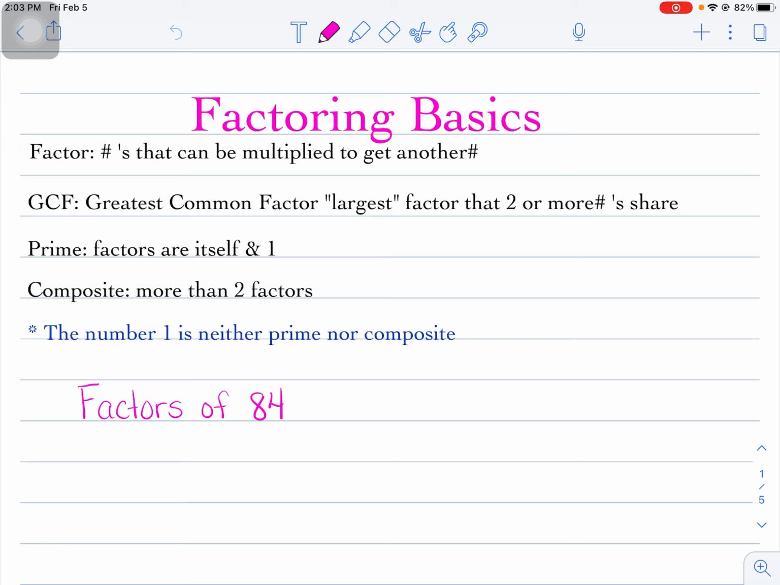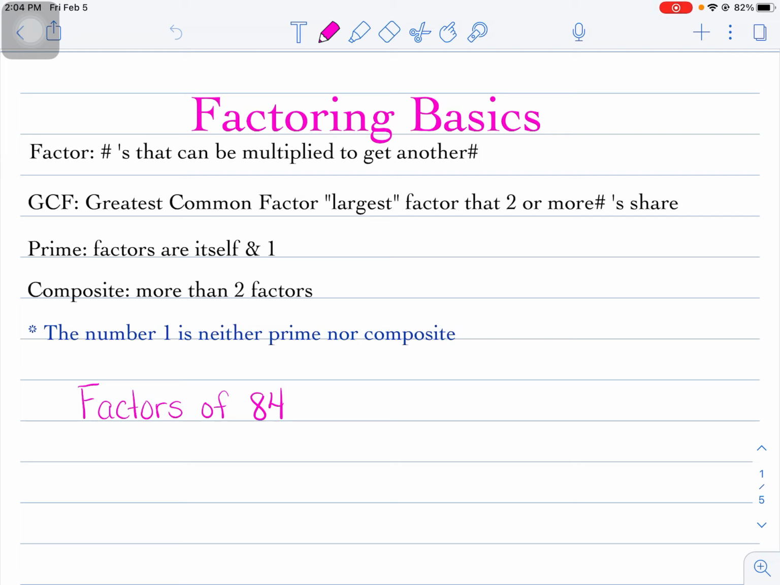We're going to go over some review of some basics of factoring and what factoring is. There's some vocabulary that you need to know. You need to know what a factor is. Factors are numbers that can be multiplied to get another number. For example, 4 has a factor of 2 and 2, or 4 and 1. You can multiply 4 and 1 together to get 4, and 2 and 2 to multiply together to get 4.